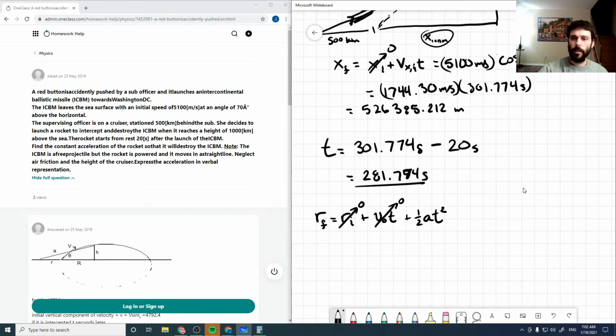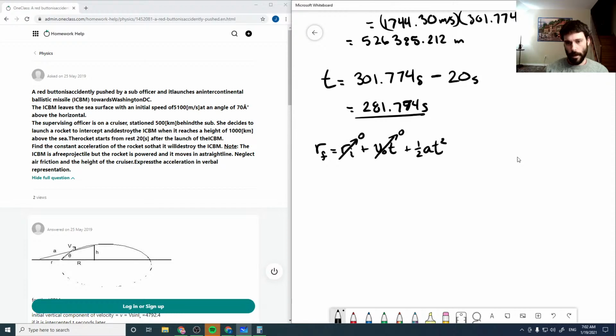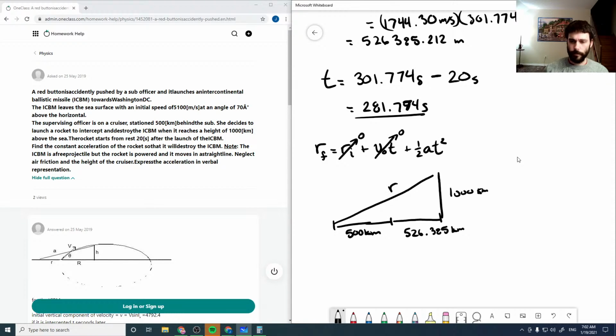And so from Pythagorean theorem, just filling in a couple of things here. We've got 500 kilometers. We've got our ICBM distance, which is 526.385 kilometers. And then this is 1,000 kilometers. So then our r is here.